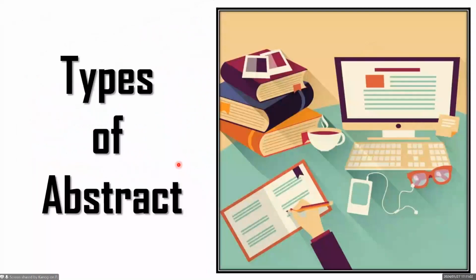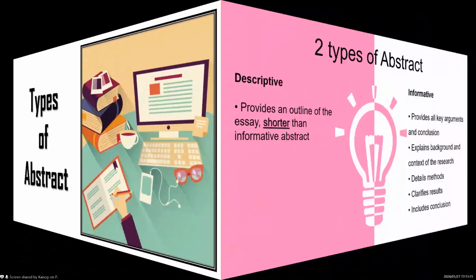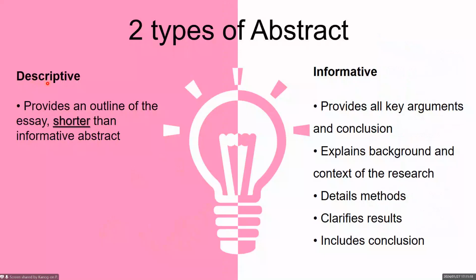Okay, so next I would like to go into the details of an abstract. There are two types of abstract that you might see here. The first one we call descriptive. Descriptive is where you describe what you do in your research paper and what you found. It's very, very short, just an outline of an essay. It's shorter than an informative abstract, as I show you here.